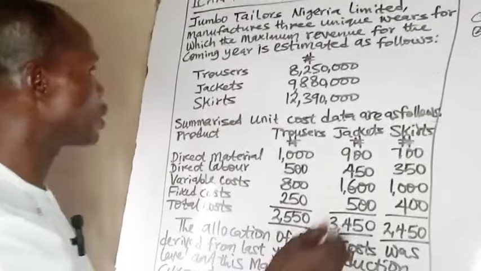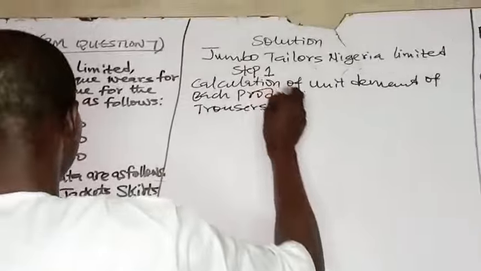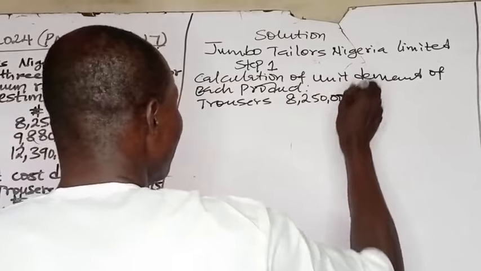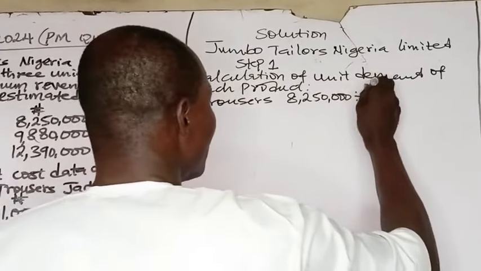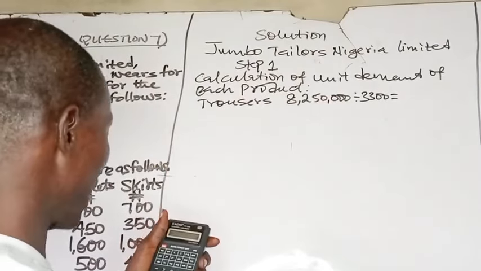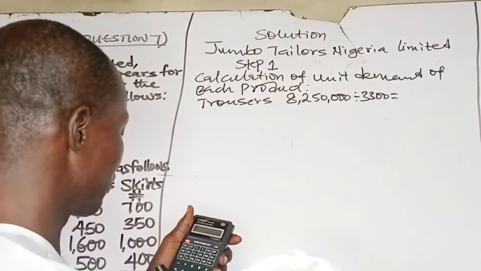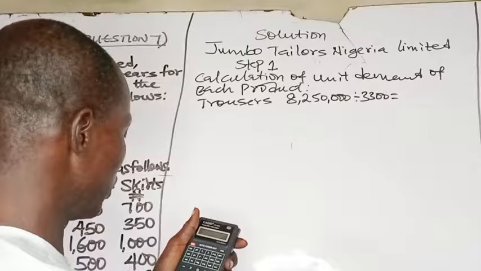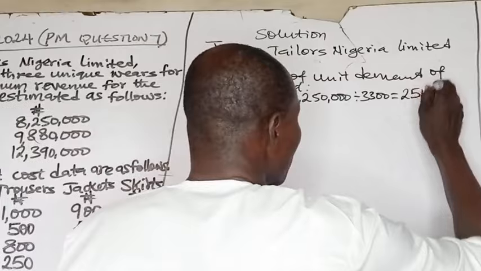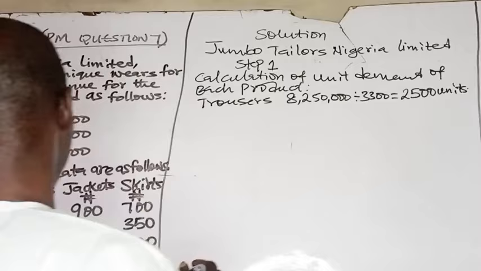So we have for trousers, revenue is 8,250,000 divided by the selling price, which is 3,300 naira. So that will give you the units of trousers demanded. 8,250,000 divided by 3,300. So we have 2,500 units. The number of units of trousers demanded is 2,500.